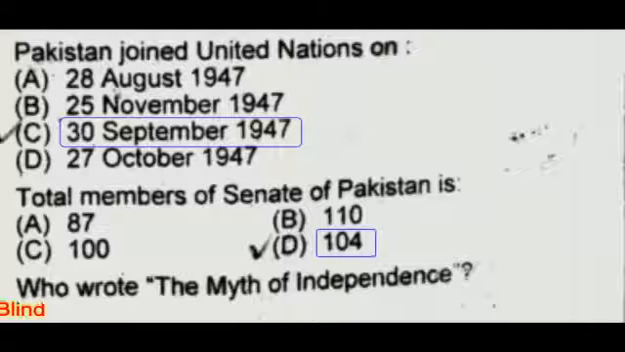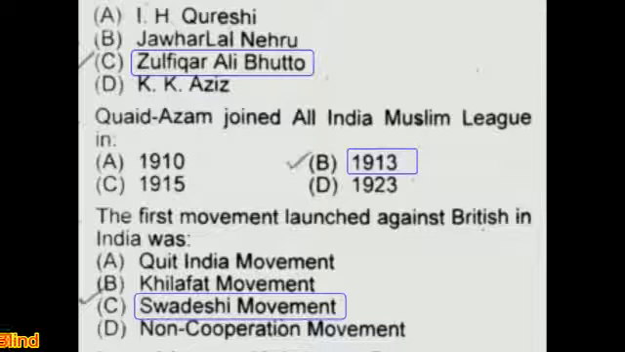Number 46. Pakistan joined United Nations on. Answer is 30th September 1947. Number 47. Total members of Senate of Pakistan is. Answer is 104. Number 48. Who wrote Myth of Independence? Answer is Zulfikar Ali Bhutto.